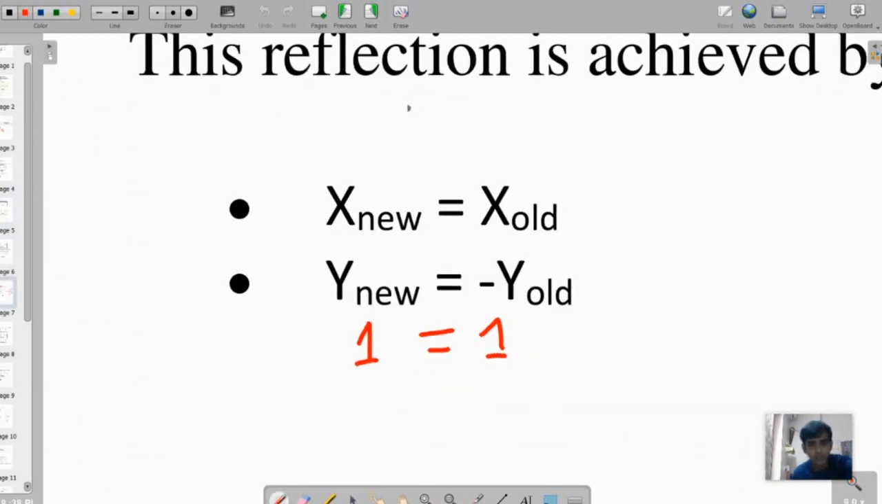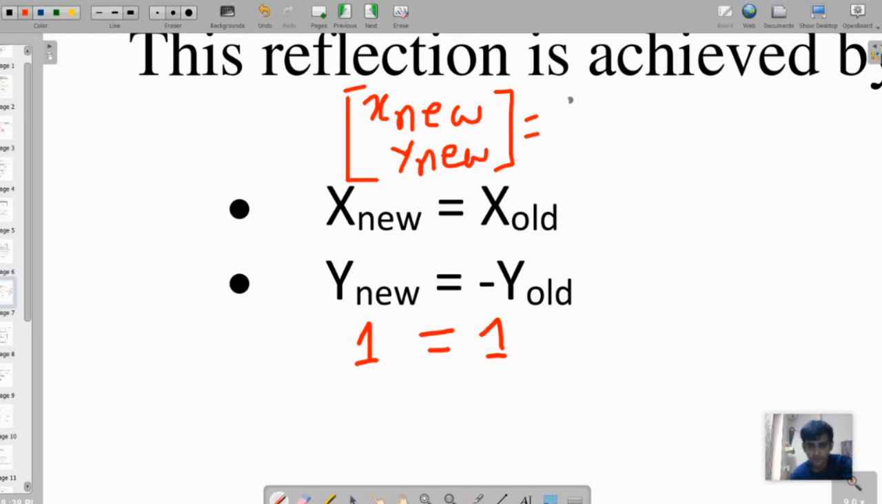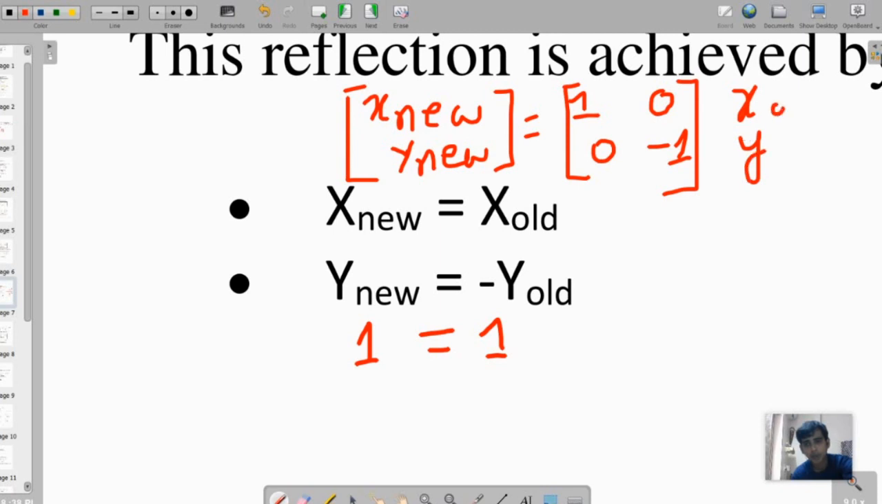So if you represent this in matrix format, your x new and y new becomes the matrix 1, 0, 0, minus 1 multiplied with x and y old. You can see if you do the matrix multiplication here, you will arrive at this conclusion, right? And this matrix has been formed for the Cartesian coordinate system.